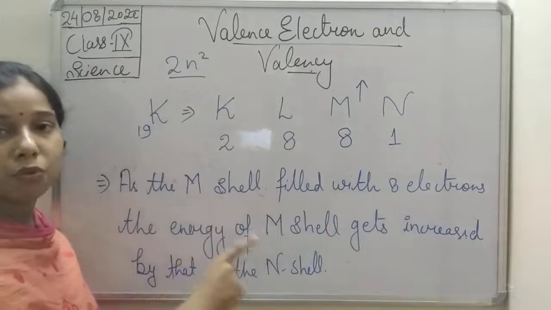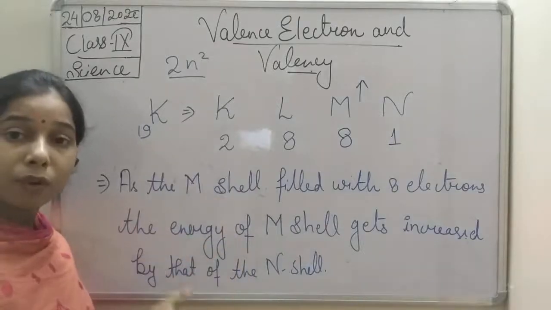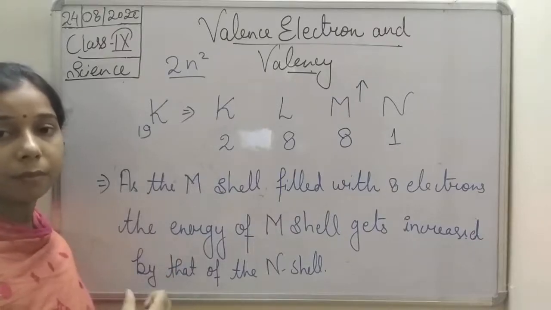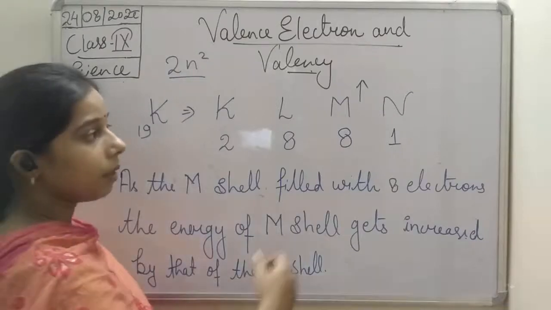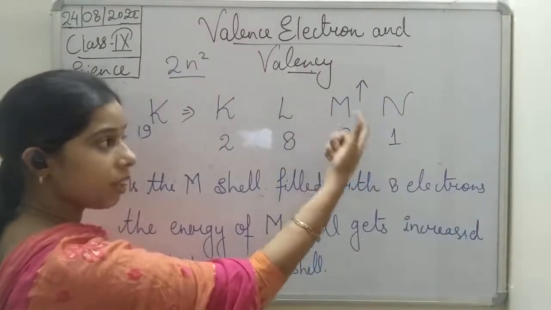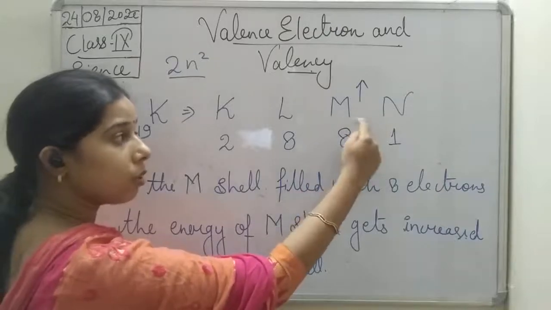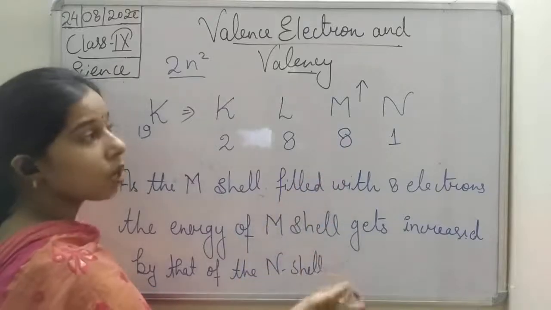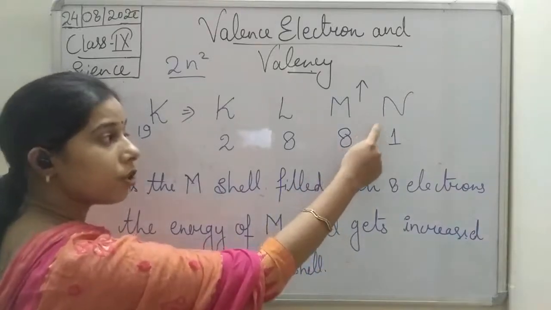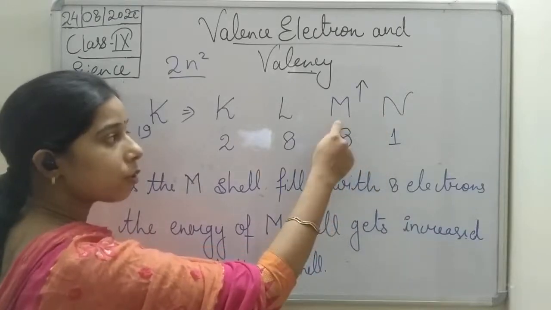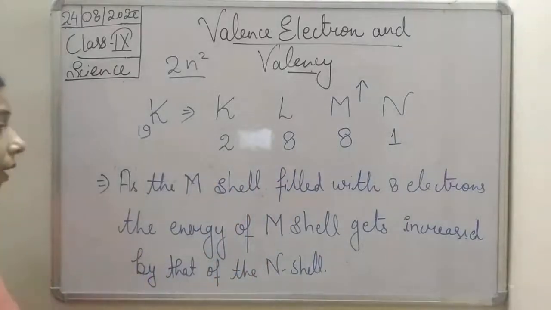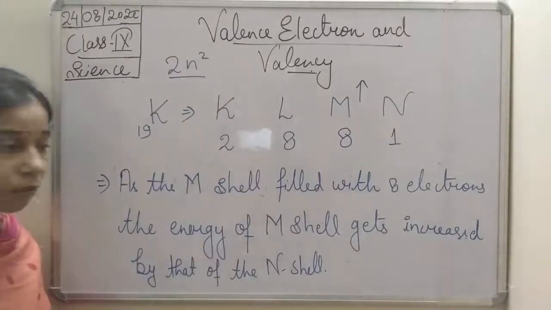And you know that the first rule said that the electrons always enter into the energy shell which has the minimum energy. Okay, so what does that mean? Since the M shell energy increases, the electron will go to the energy shell which has less energy. So now after 8 electrons, the energy of the M shell is more than that of the N, so electrons start entering into the N shell. Okay, so you will write it as: the M shell filled with the 8 electrons, the energy of the M shell gets increased compared to the N shell.